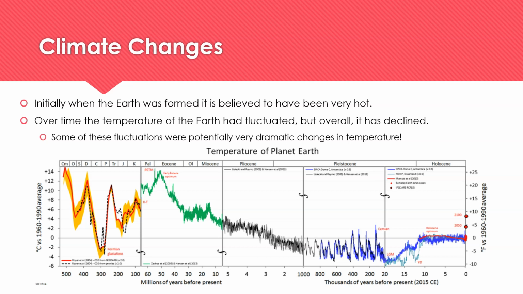Now, looking at these fluctuations, some of those were potentially incredibly dramatic changes in temperature. When you look at it over a long enough time, it may not look quite as big, but it would have been significantly impacting at the time. And that would have had an impact on the life living on Earth at that time, where if they weren't able to cope with those temperatures, be they very hot or very cold, then they potentially wouldn't have survived long enough to exist into the next age. So you can see here a graph showing how the temperature of planet Earth is thought to have fluctuated over deep time.